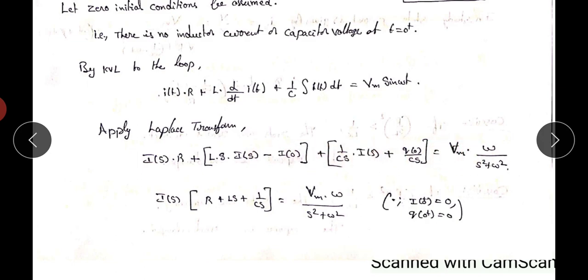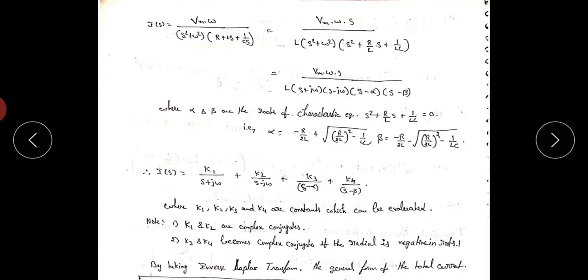So this equation becomes I of s into R plus L into s plus 1 by Cs equals Vm into omega by s square plus omega square, or I of s equals Vm into omega by s square plus omega square into R plus L into s plus 1 by Cs, or it equals Vm into omega s by L into, by taking L common, L into s square plus omega square into s square plus R by L into s plus 1 by LC.